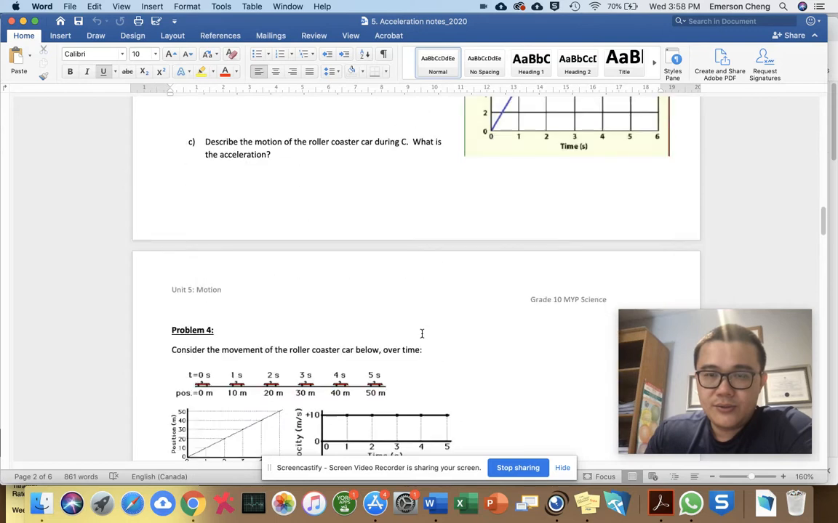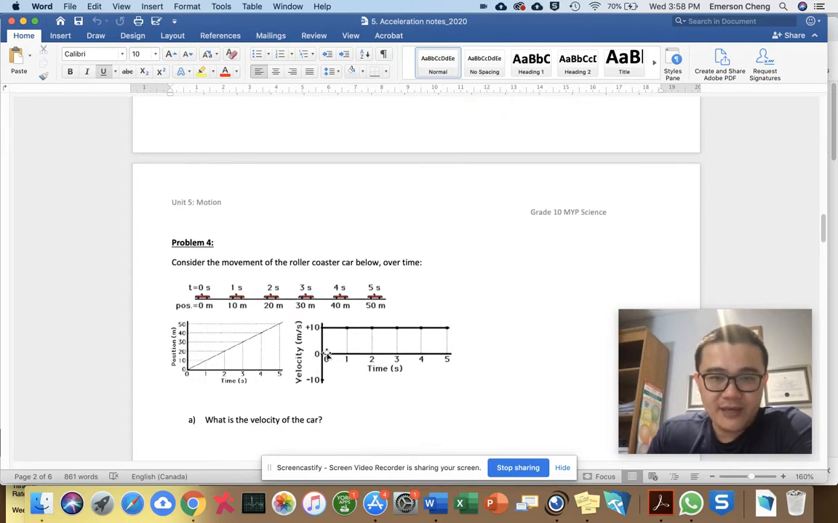Okay. So in this case, if you have a VT graph like this, the slope is the acceleration. Now, this area underneath here would actually be your displacement. What is displacement? It's the change in position from beginning to end. And in this case, it's very easy to tell. Something moving at a constant velocity or constant speed.